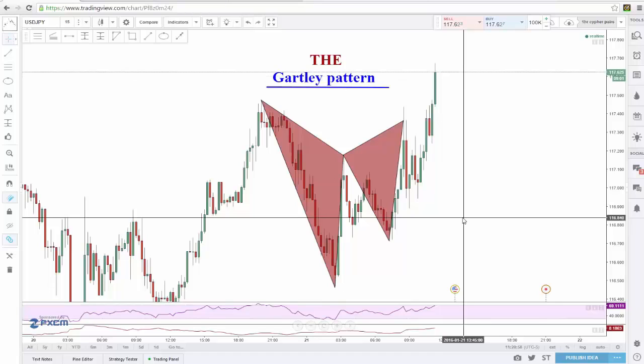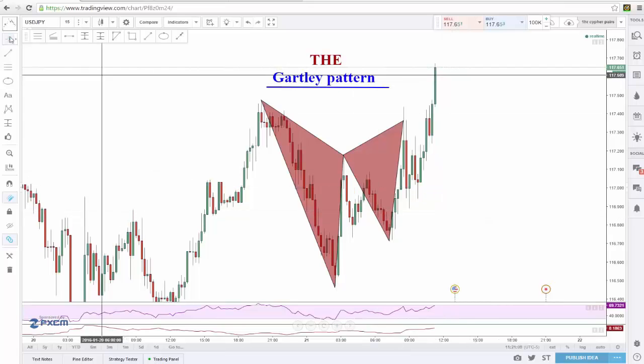What's up, everybody? Can you guess what we're going to be talking about today? That's right, the Gartley pattern. As you can see on the screen in front of you, we had a Gartley pattern fill this morning and also hit targets earlier today.